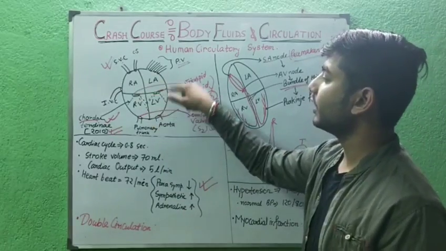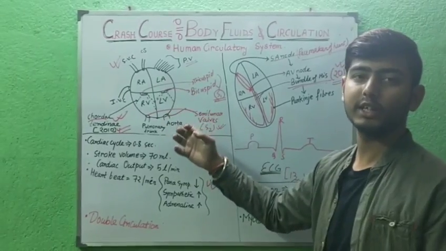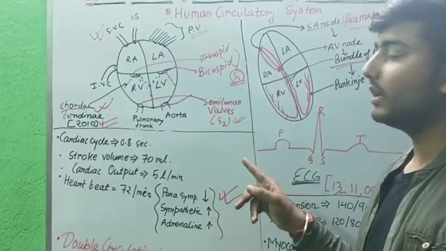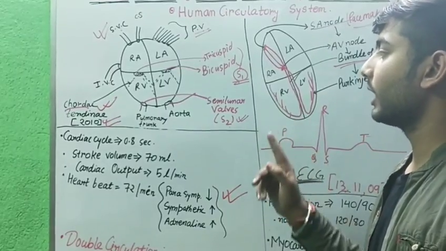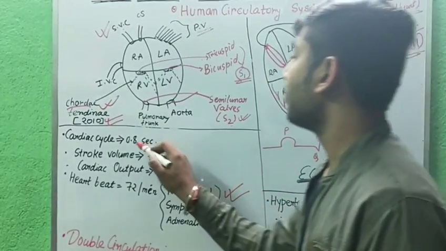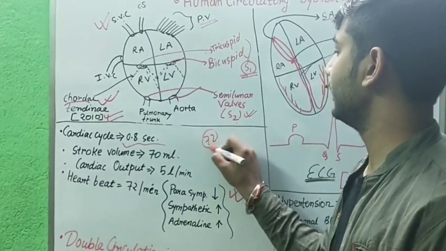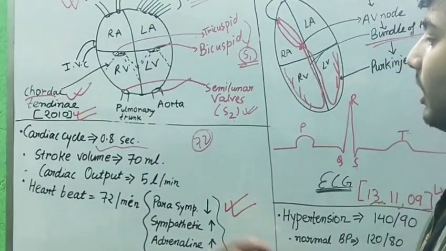The cyclical event of blood flow, that is cyclical contraction and relaxation of heart, is known as cardiac cycle. Each beat means one cardiac cycle. Each beat takes 0.8 seconds. Hence, in 1 minute, about 72 beats. 72 beats per minute, heartbeat.